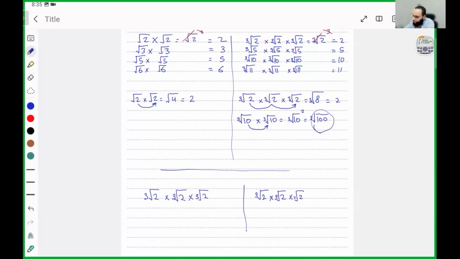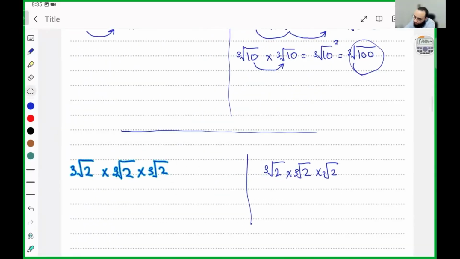Be focused. Here, I'll take only one cubic root from them. Only one. And then I'll ask myself, how many times are they repeated? They are 3 times, so it's the third power. Then the third power deletes the third root, and the answer is 2.